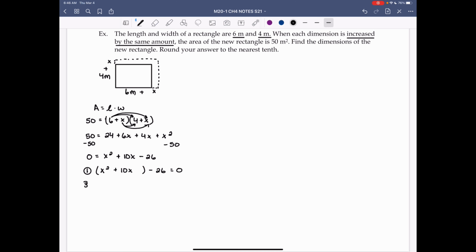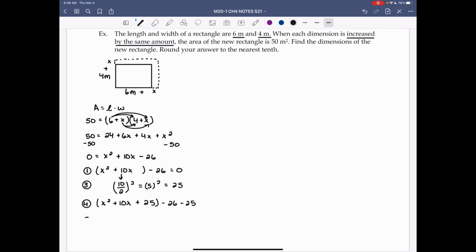Step 3, take the coefficient on the x term, divide it by 2, and square it. 10 divided by 2 is 5. 5 squared is 25. Step 4, put that number back in, x squared plus 10x, add it inside, so plus 25, close the bracket, minus 26, and subtract 25 outside.